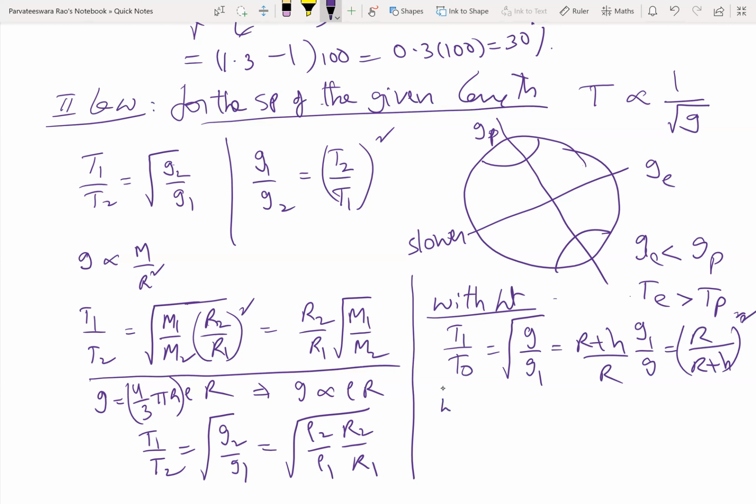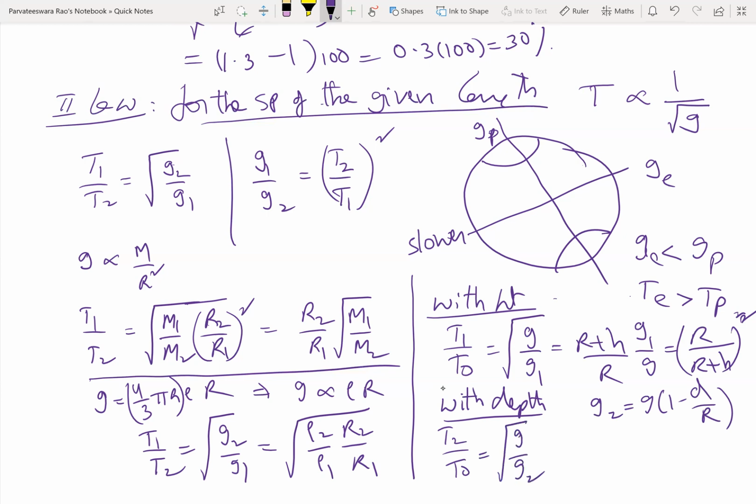Similarly, with depth, we got G2 is equal to G into 1 minus D by R. Therefore, T2 by T naught is root of G by G2. G by G2 means 1 by root of 1 minus D by R.